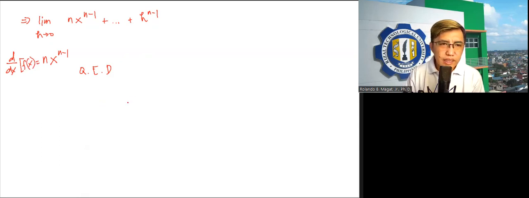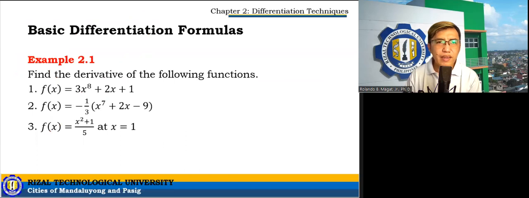So that is how you derive the 5 formulas. There's one more that I'll discuss later on. But let's apply these 5 formulas to our example. Example 2.1: find the derivative of the following functions.